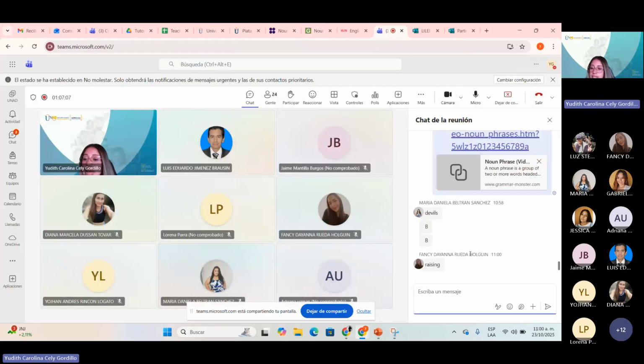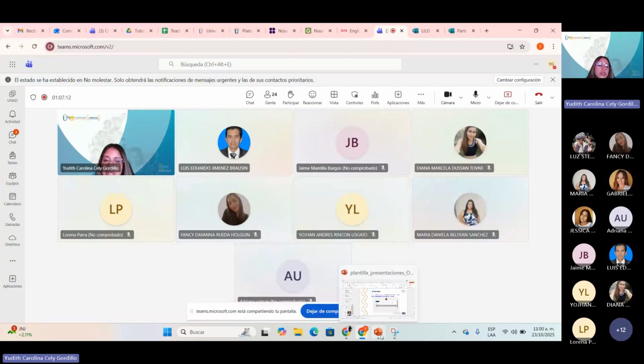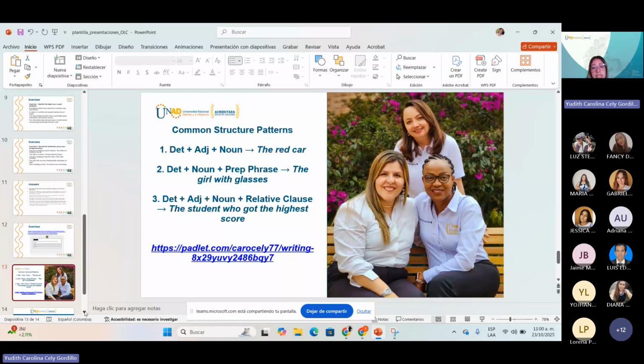That's perfect. Many students are writing in the chat. Okay, and the last part. This is the last part of the class, you are going to identify in this one.